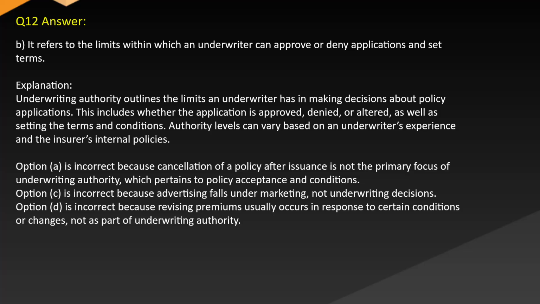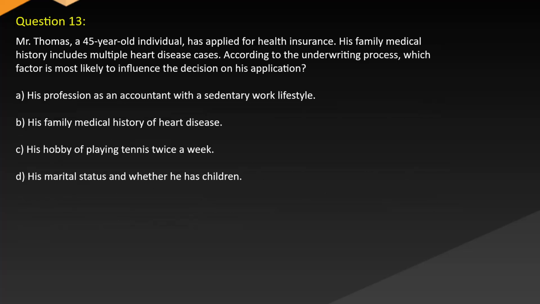Option A is incorrect because cancellation of policy after issuance is not the primary focus of underwriting authority, which pertains to policy acceptance and conditions. Option C is incorrect because advertising falls under marketing, not underwriting decisions. Option D is incorrect because revising premiums usually occurs in response to certain conditions or changes, not as part of underwriting authority.